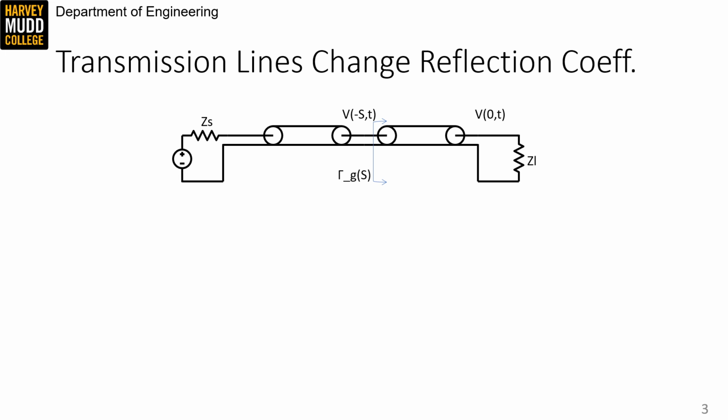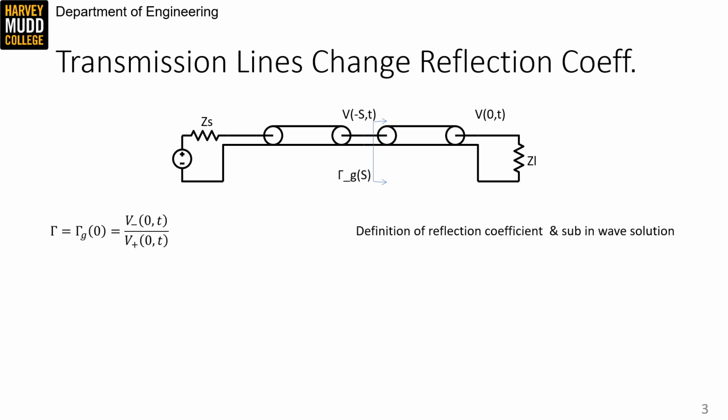In the meantime, we know that gamma g of S is going to be V plus of minus st divided by V minus of minus st. But using that as the starting point for our derivation will lead us in circles because we usually calculate V minus using gamma, which we don't yet know. Instead, we're going to figure out our regular old gamma at ZL, which is gamma g of 0. Then we'll propagate the signals we use to find gamma backwards along the transmission line.